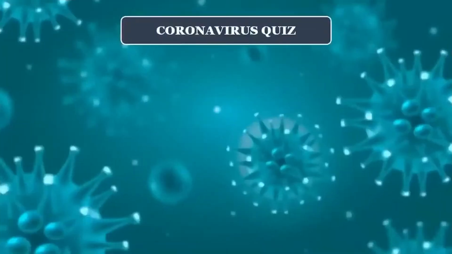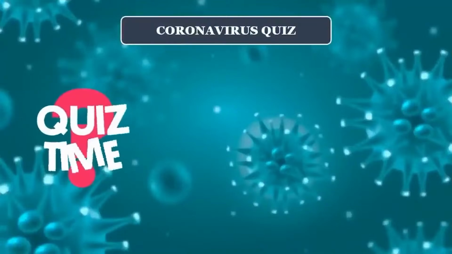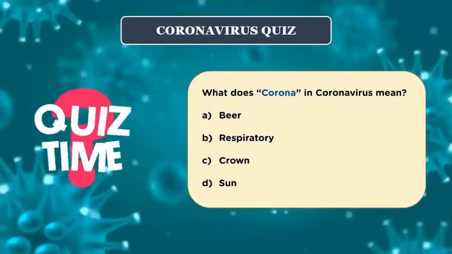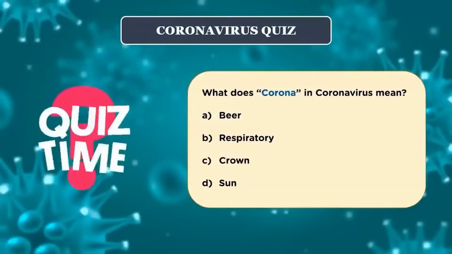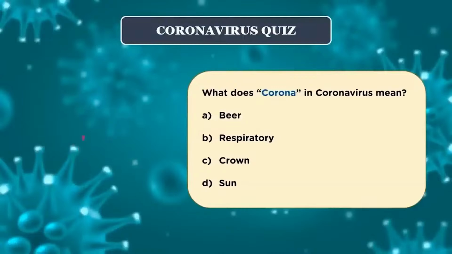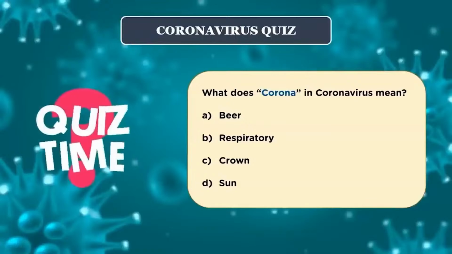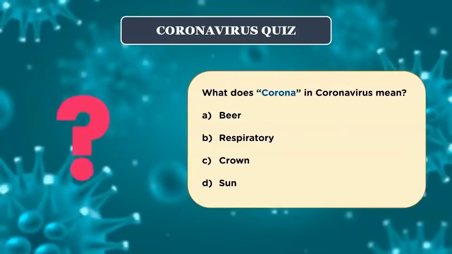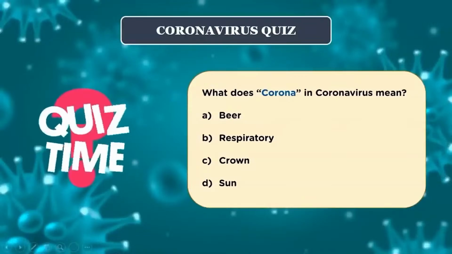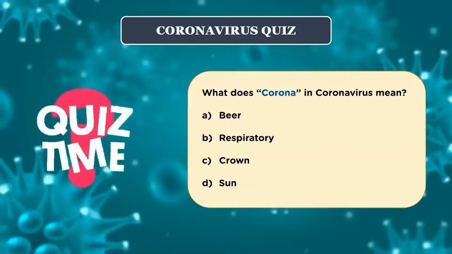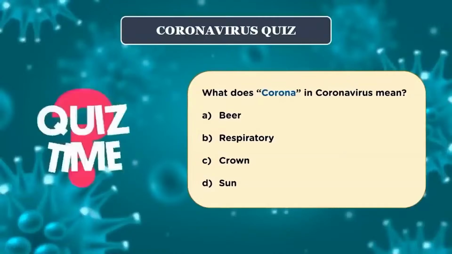Quiz time. Now let's see our first quiz in this project. What does corona in coronavirus mean? Here are the options. Is it A. Beer, B. Respiratory, is it C. Crown, or is it D. Sun? This is a very generic question. I'm sure a lot of you may already know, some of you may not. Please let us know your answers in the comment section of the video. We'll be glad to hear from you.